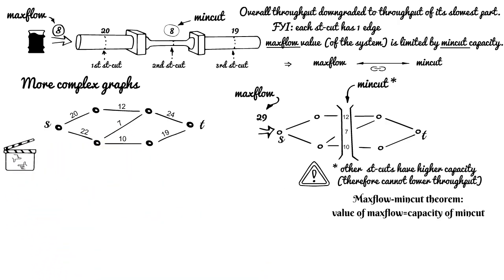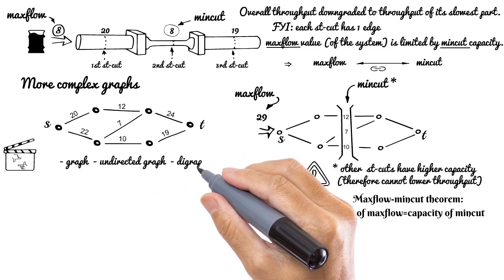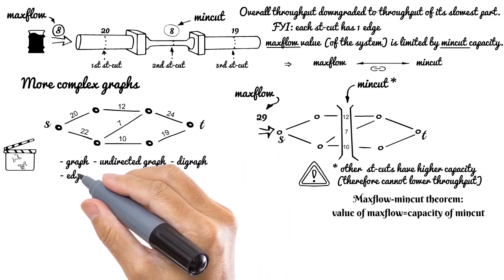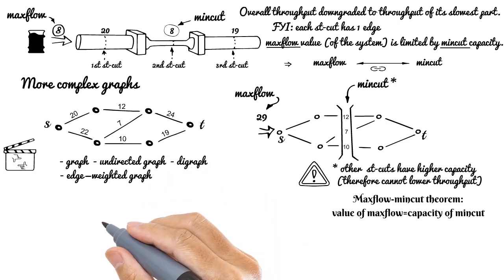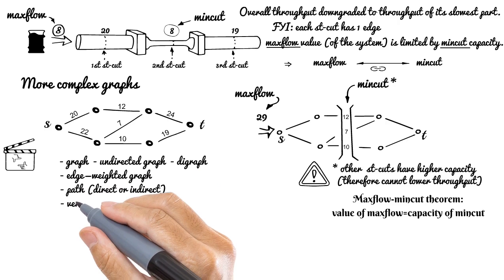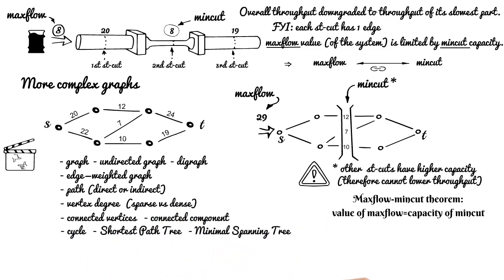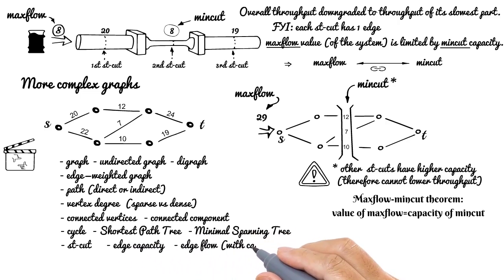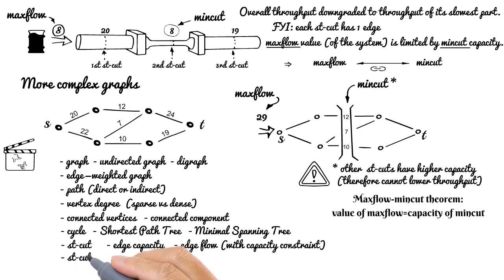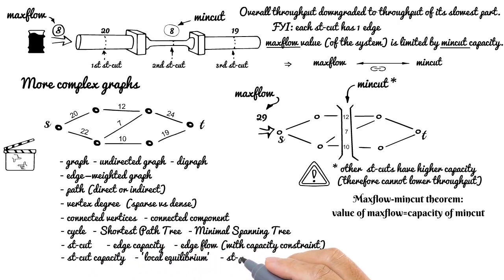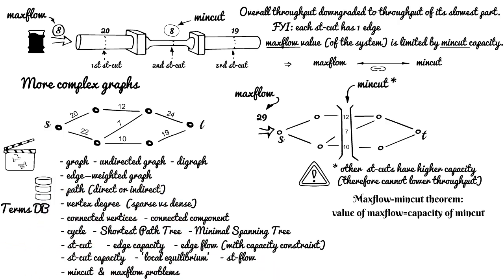Let's wrap up what terms we discussed so far. Graph, undirected graph, directed graph or D-graph, edge-weighted graph with weights assigned to each edge, path, both direct and indirect, vertex degree showing how sparse or dense our graph is, connected vertices, connected component, cycle, shortest path tree and minimal spanning tree to potentially transform our graph into, ST cut, graph partitioning, edge capacity, edge flow with capacity constraint, ST cut capacity, local equilibrium, ST flow, Mincut and Maxflow problems. We built a minimum terms database.